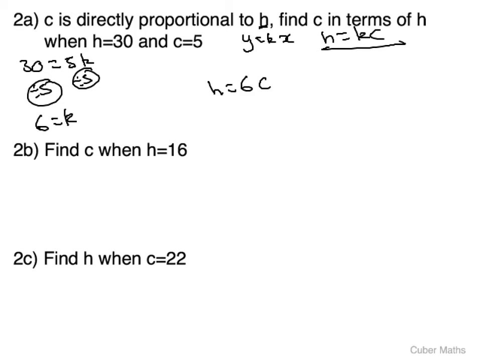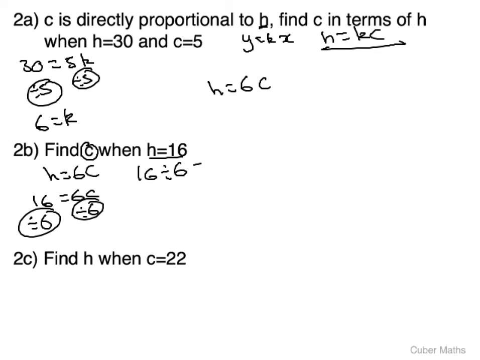Now if we look to the second part of our question, it says find c when h is equal to 16. So we need to use the equation we just made, so h is equal to 6c. We want to find c, so they've given us h, so if we substitute that in, we have 16 is equal to 6c. Now to get c on its own, we need to divide both sides by 6. So we end up with 16 divided by 6 is equal to c. Now we need to write this as a fraction, so we have 16 over 6 is equal to c, and 16 over 6 we can simplify a bit further, so we're going to end up with 8 over 3 is equal to c.